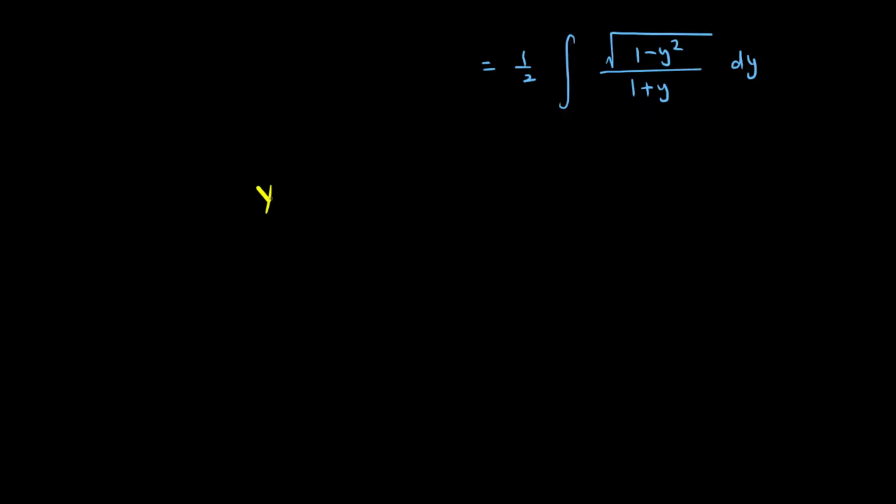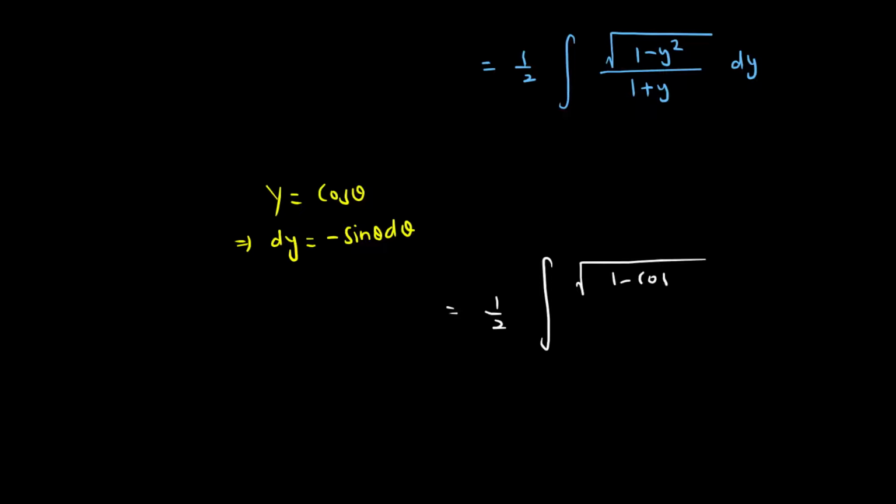I'm going to make another substitution of y as cos of theta. This means that dy is going to be minus of sine theta d theta. So how will the integration look? It's going to look like 1 over 2 integration of root of 1 minus cos square theta over 1 plus cos theta, and dy is going to be minus sine theta d theta. Fair enough. This negative, let's take it out.